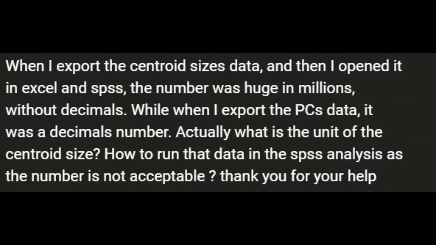So the first question: when I export the Centroid sizes data and then open it in Excel and SPSS, the number was huge, in millions without decimals. Well, when I export the principal component data, it was a decimal number. What is the unit of the Centroid size? How do I run that data in the SPSS analysis as the number is not acceptable?